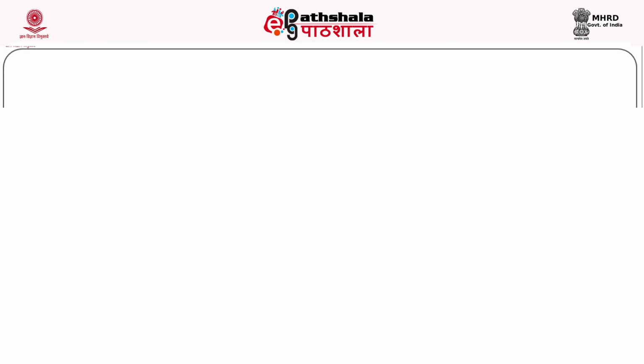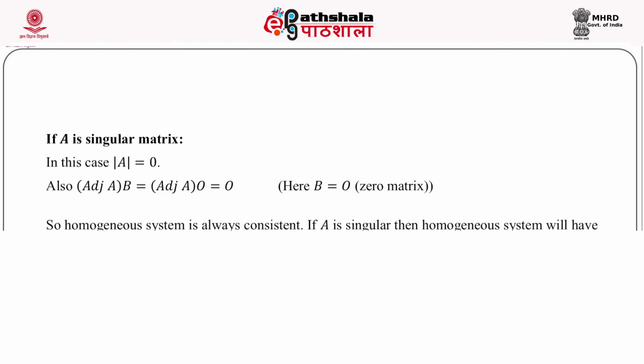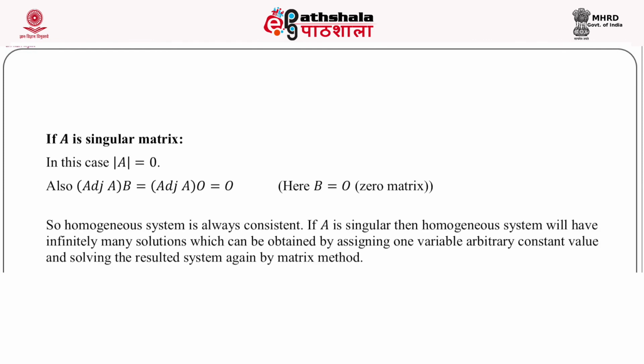Now consider a homogeneous system of linear equations given by this system. The system can be written in matrix form, where the right hand side matrix is a zero matrix. Now if A is a non-singular matrix, in this case the determinant of A will be non-zero and A inverse will exist. So in that case, let Ax equal 0. Multiplying both sides by A inverse, we find that x is equal to 0. So all the variables x1, x2, x3 will be 0.